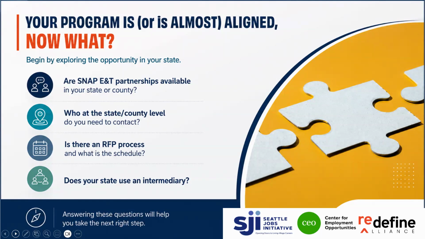What comes next? And this is really looking at that yellow circle on the outside. What is the opportunity in your state? What's the context in your state? Is your state looking to expand right now? Are they looking to expand next fall? What does that look like?